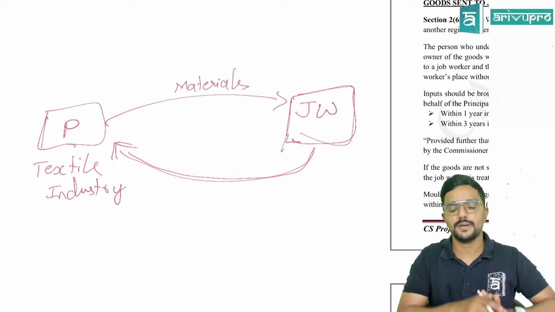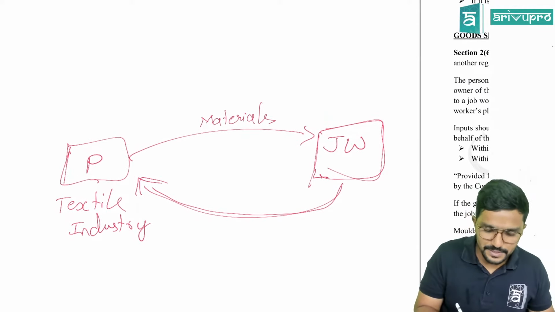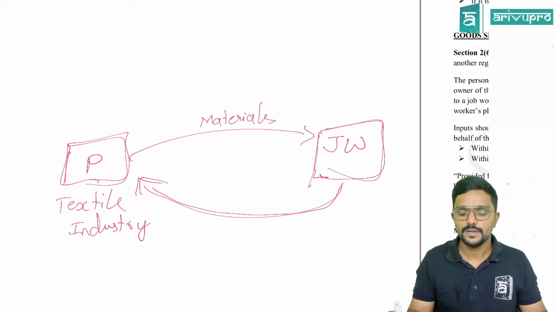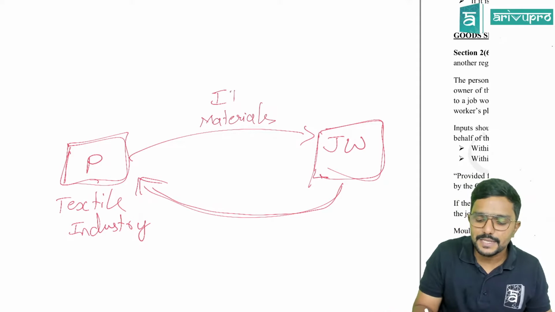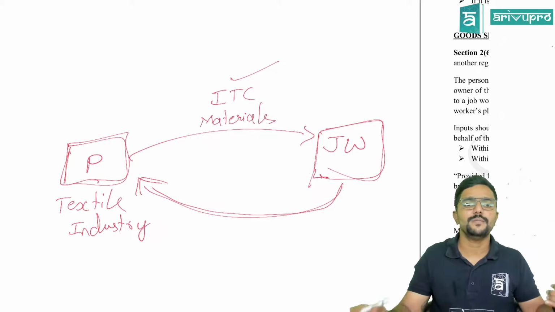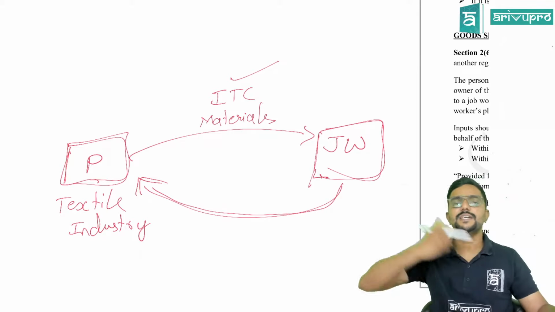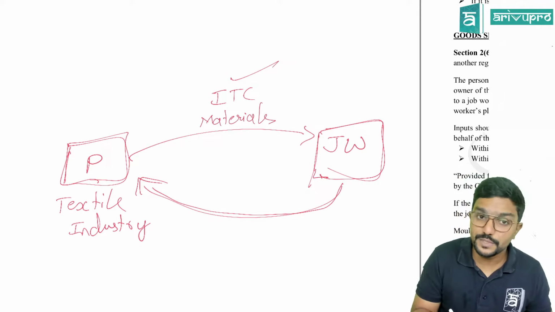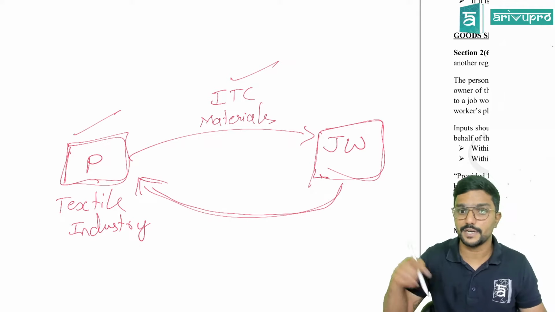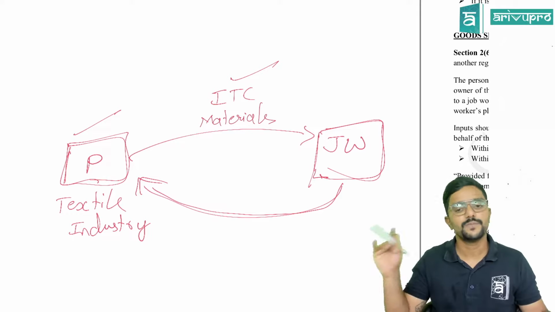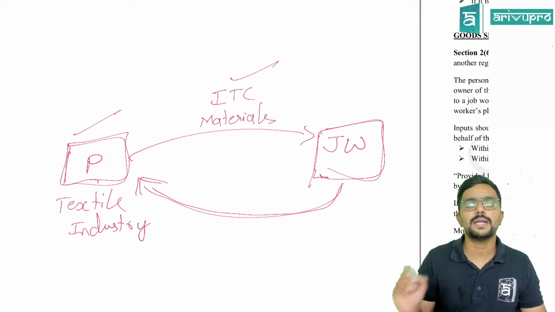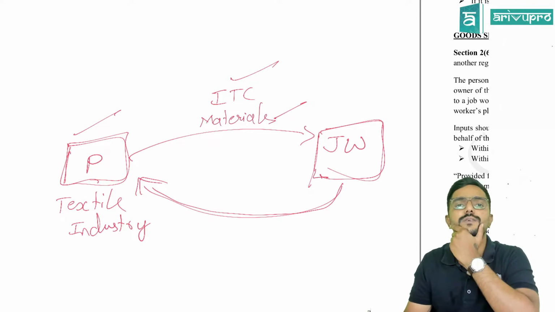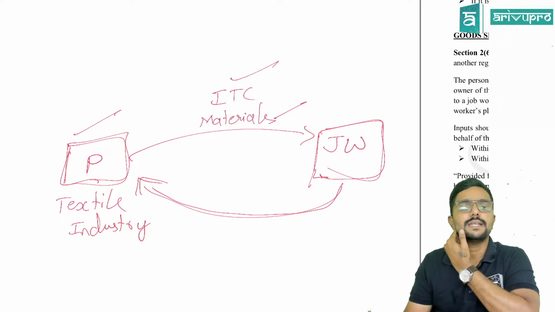What we are talking about is the principal sending goods to the job worker to do some job work. Can input tax credit be claimed on this material, because the principal has sent it to the job worker? The goods belong to whom? The principal. The principal is the one who can claim the credit, not the job worker. Yes, he can claim it.